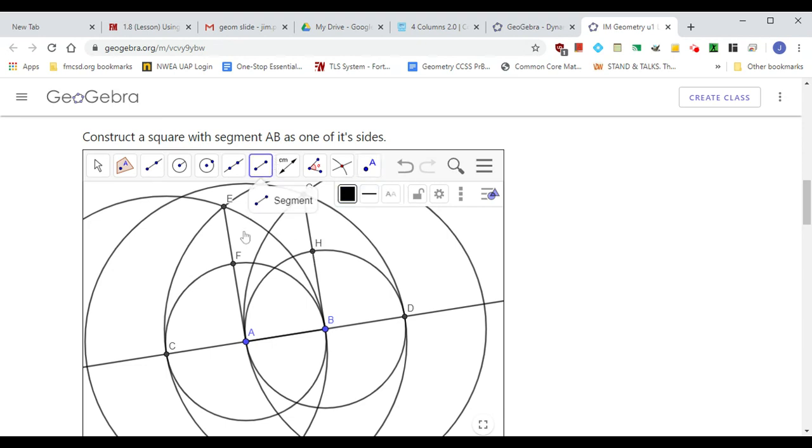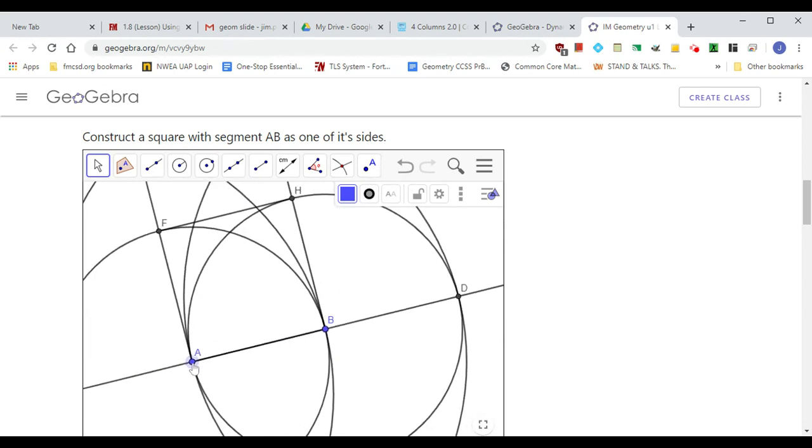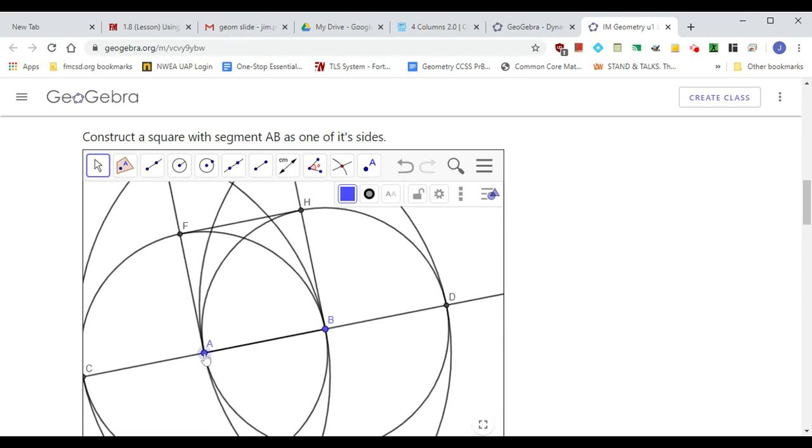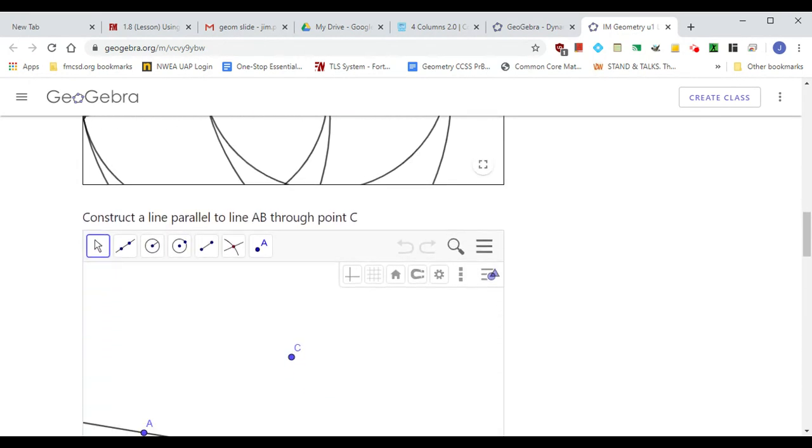And I'm going to draw my segment from F to H. So my square goes from A to F to H to B. That square right there. And if I grab it and move stuff around, it stays a square. That was probably the most involved here.